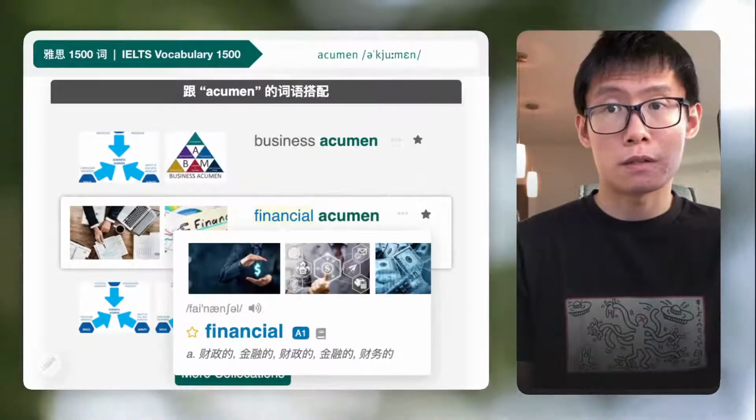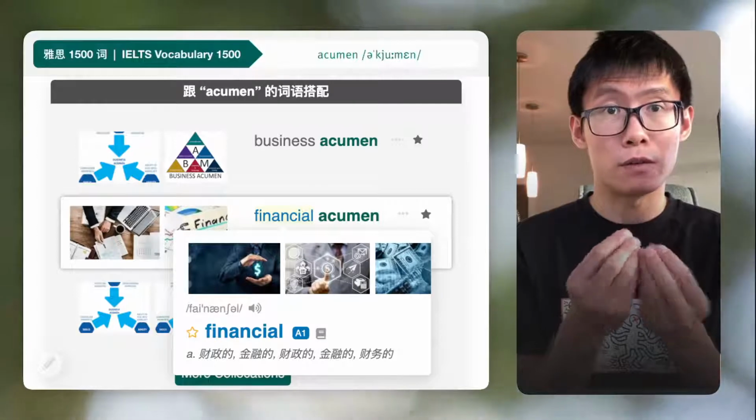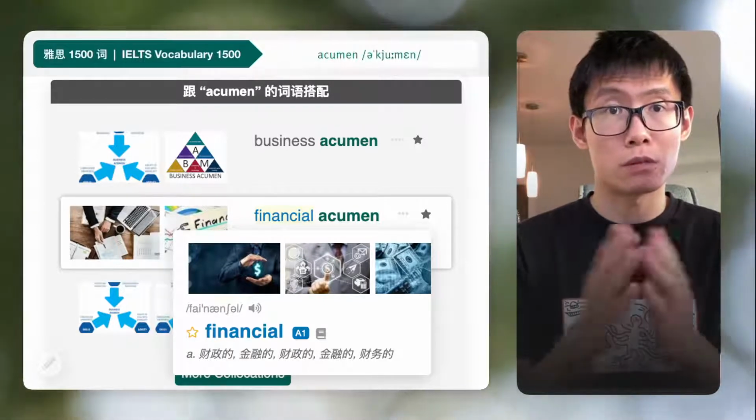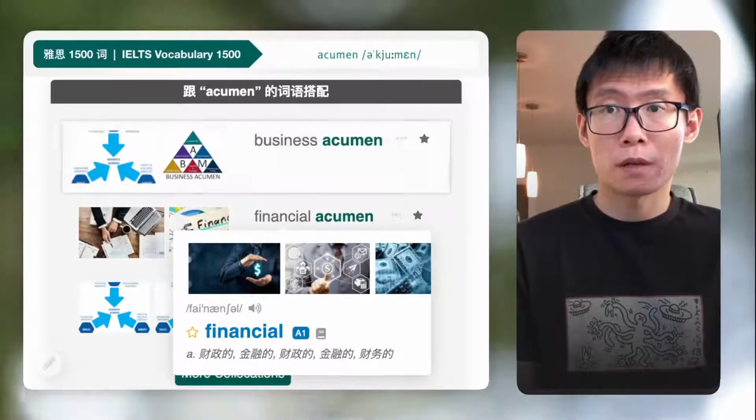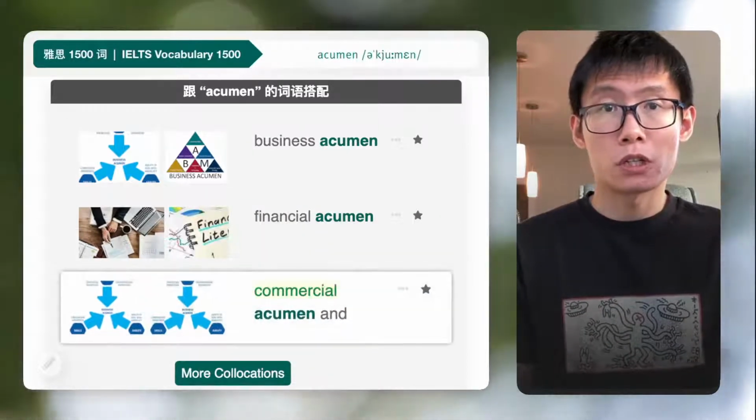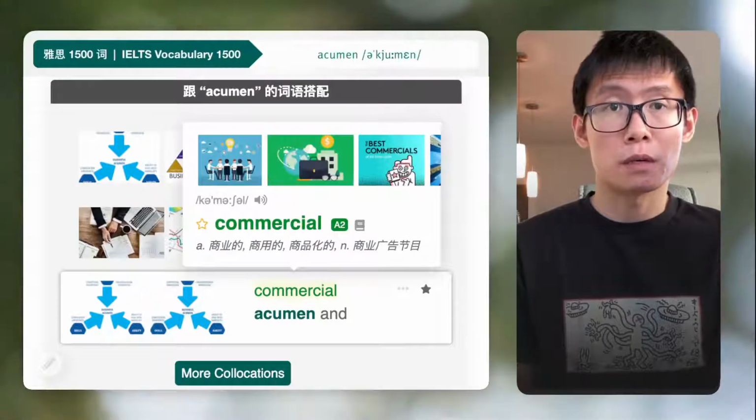Financial acumen, that's the same. If you're very good with money, if you know how to manage your money, that is having a lot of financial acumen. Or we can say commercial acumen, right? Business acumen, commercial acumen.